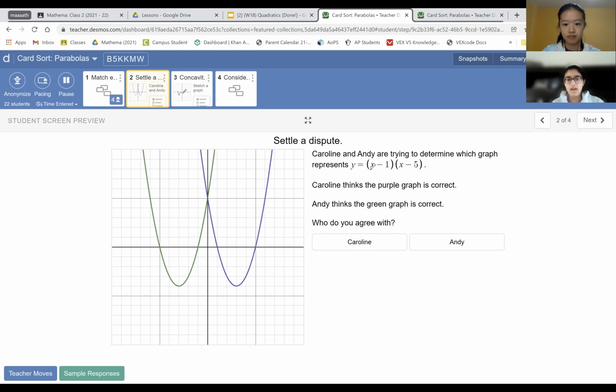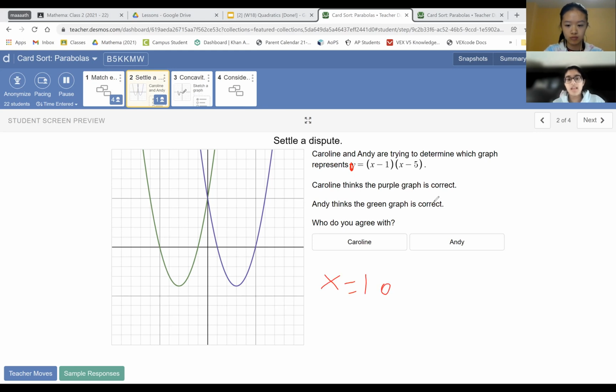But if you remember, x-intercepts are where y is equal to 0. So we would have to set y equal to 0, and we'd get 0 equals x minus 1 times x minus 5. In order to have a product equal to 0, we'd have to have x minus 1 equals 0 or x minus 5 equals 0. So that means that y will equal 0 when x is either 1 or x is equal to 5.